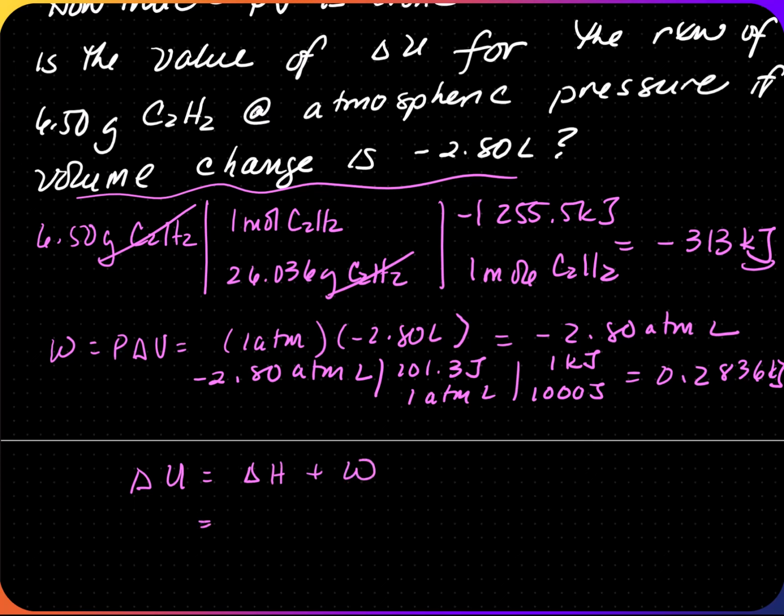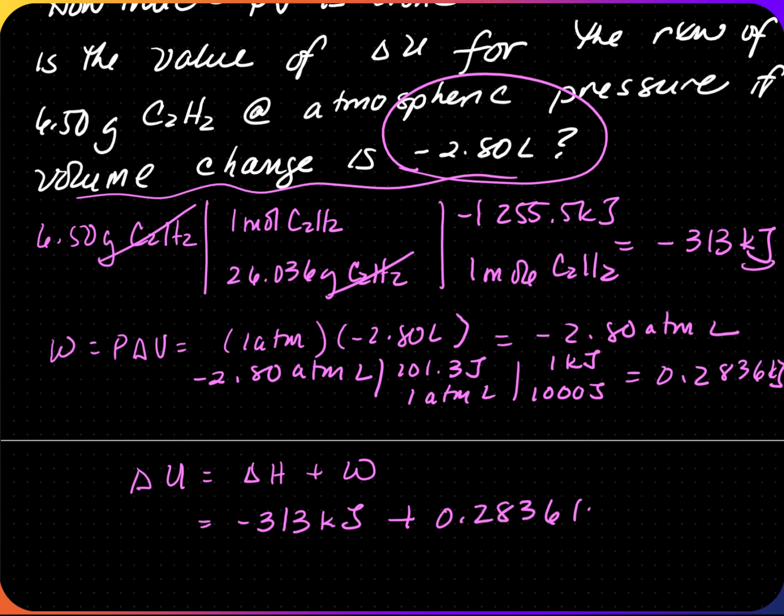The delta H was calculated as negative 313 kilojoules. Here the work is going to be positive because the volume got smaller. To get smaller, the surroundings have to do work on the system. So this is going to be plus 0.2836 kilojoules, which equals negative 313 kilojoules.